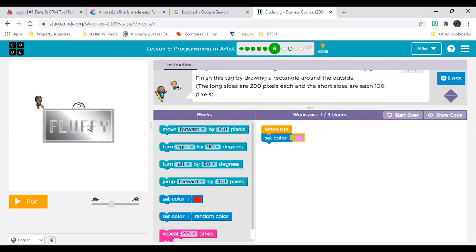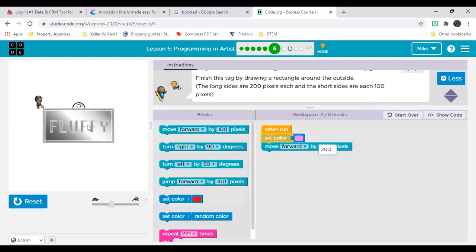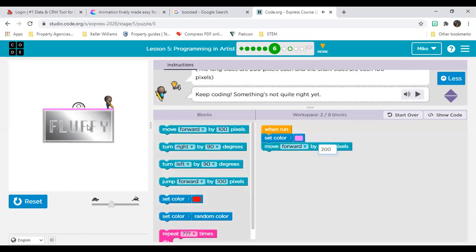There we go. Come guys, tell me, what are we going to do? What's the first thing? Move forward. Sibale, thank you. Yes, we're going to move forward. We have to change our pixels to 200. And remember, you can run your code at any time just to see what happens. So let's just run that first line, just see. There we go. So it's doing exactly what we want. It's going to move forward by 200 pixels.